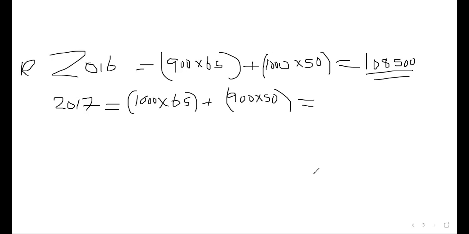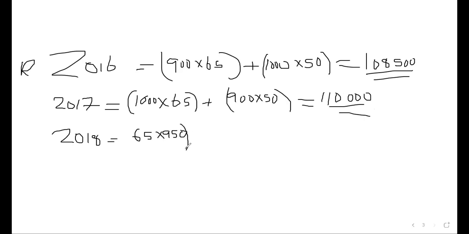$900 by 50. 110,000. This is what we have. Then for 2018, we are getting 65 multiplied by 950, plus 50 multiplied by 750.